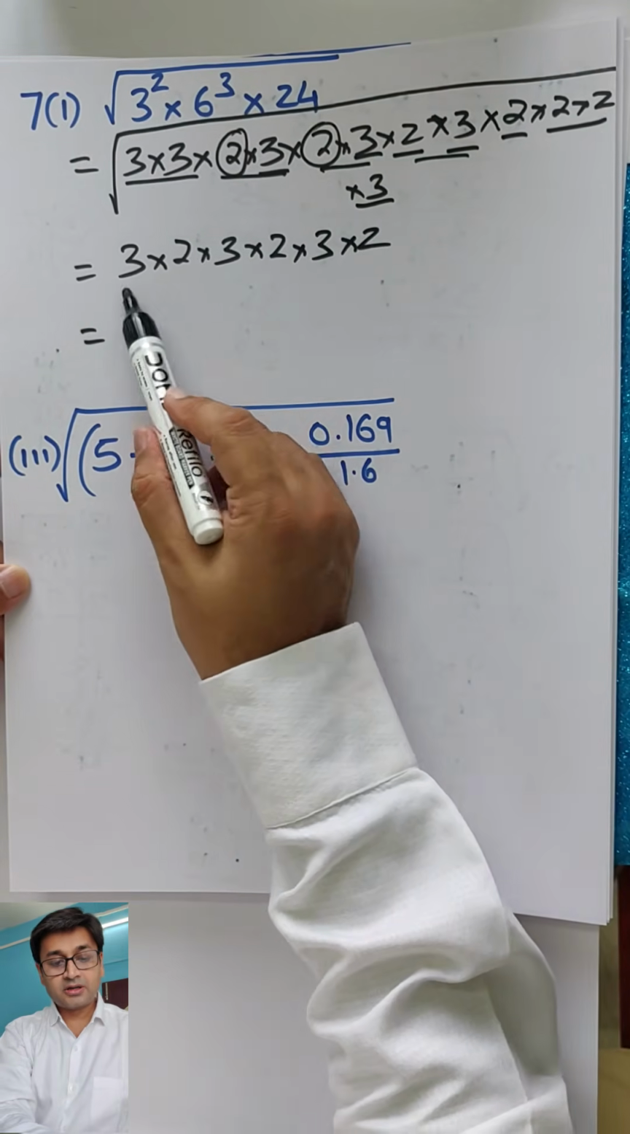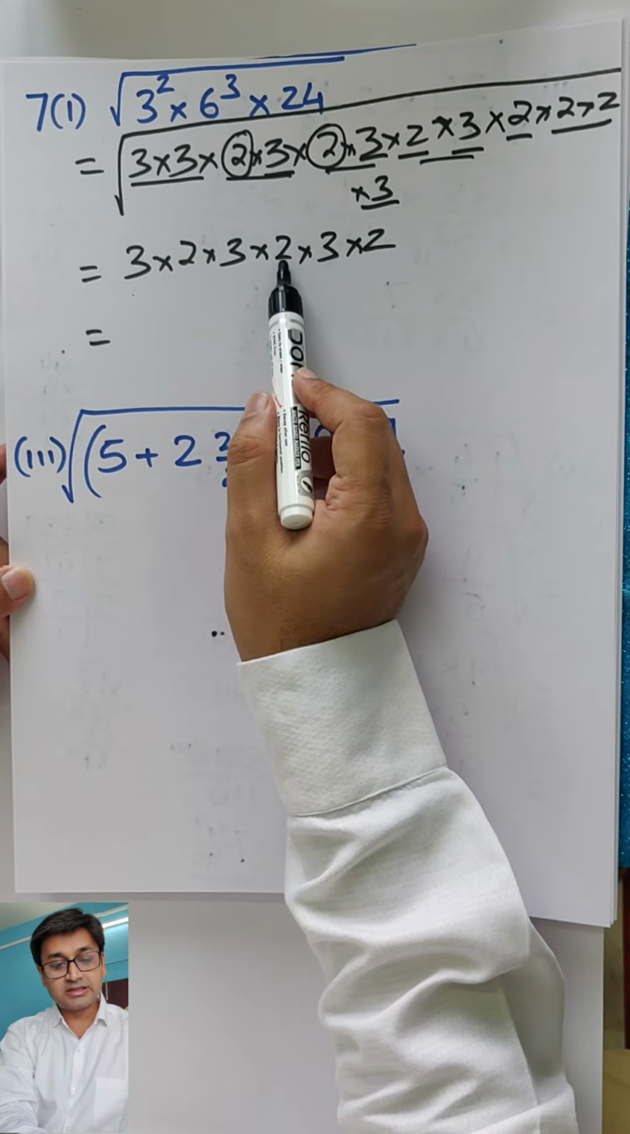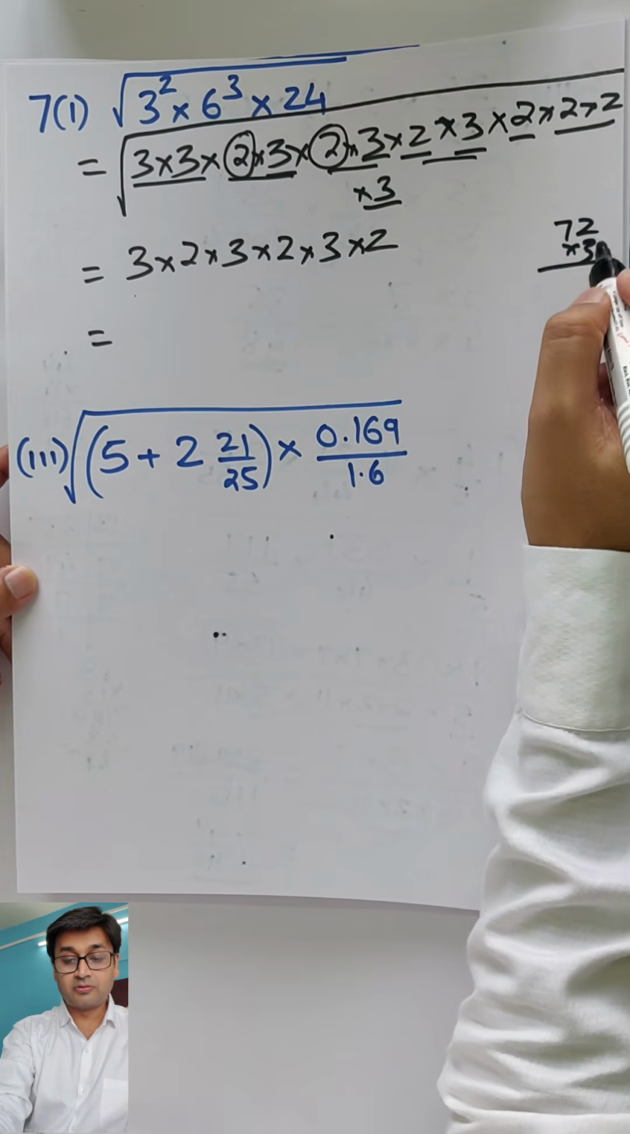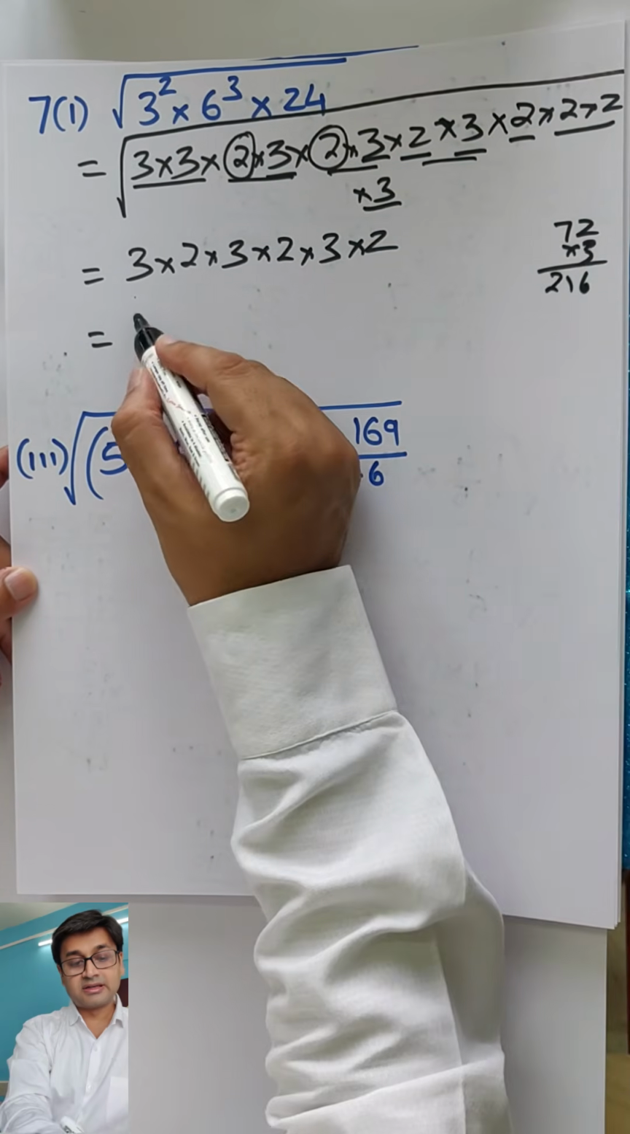So what do I get? 3 into 3 is 9, 9 2s are 18, 18 2s are 36, 36 2s are 72 into 3. Now I don't know, you'll have to multiply. 3 2s are 6, 6 36s are 216.